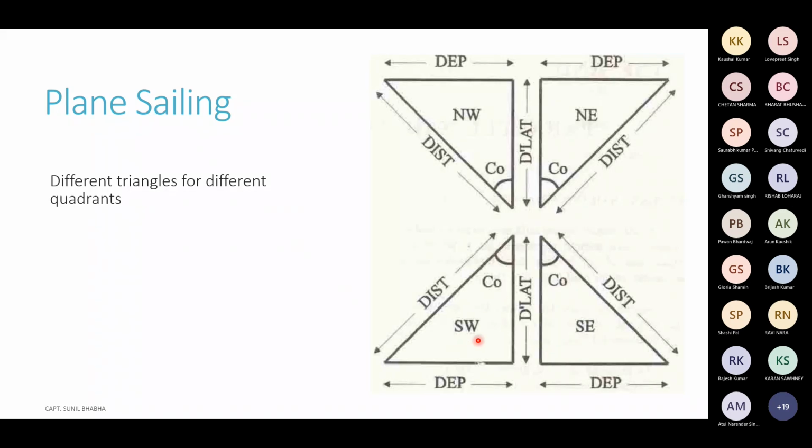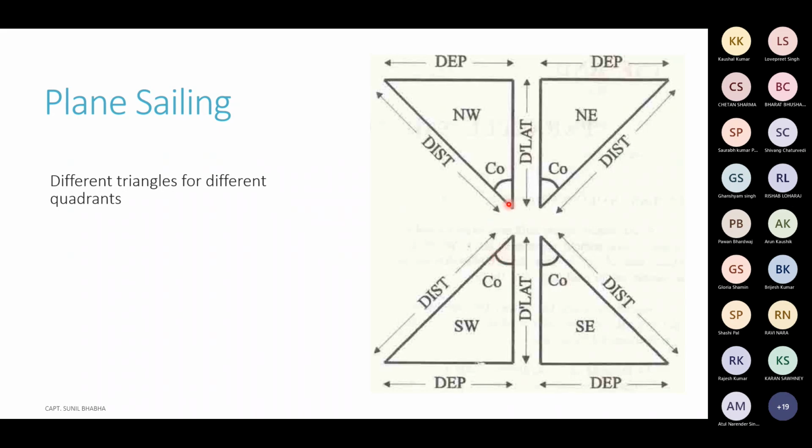Similarly, for southwest quadrant, you see this is the particular triangle. This is our starting position. We are moving in a southwesterly direction. This is our destination position. The horizontal side is the departure and the vertical side is the DLAT. And this particular angle is the quadrantal course. South, so many degrees, west.